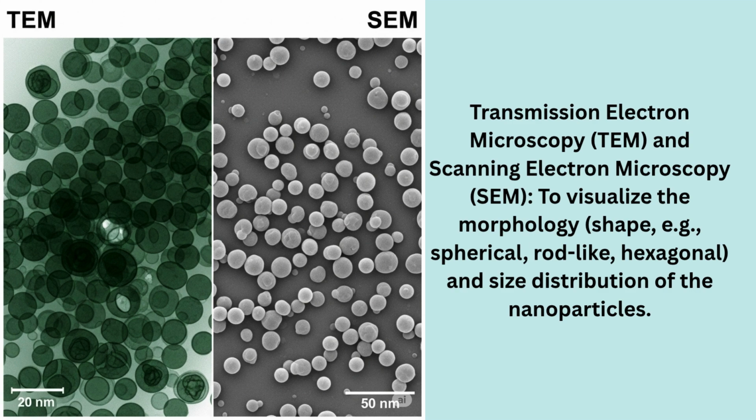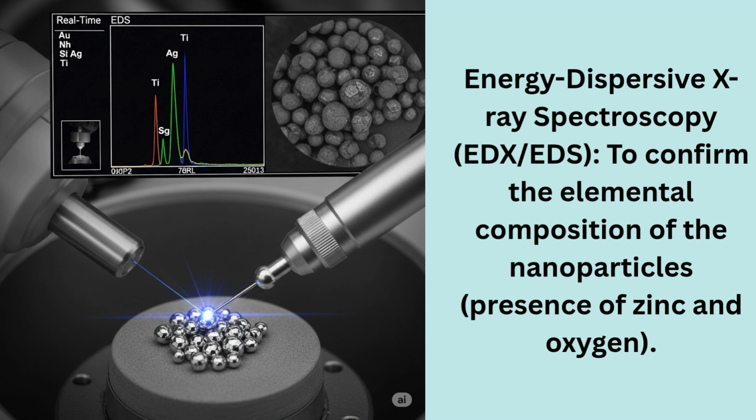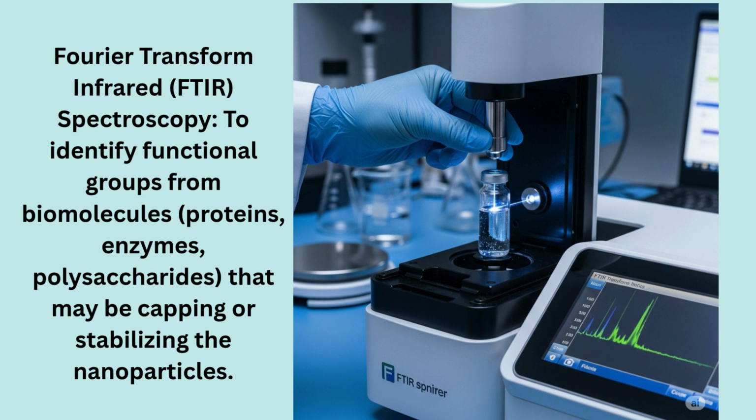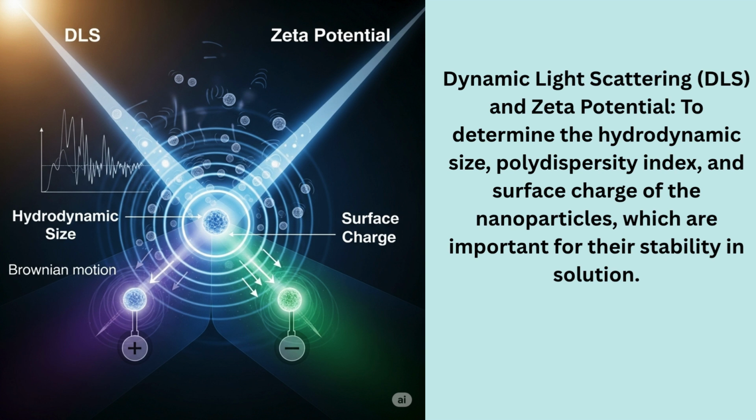Transmission electron microscopy, TEM, and scanning electron microscopy, SEM, to visualize the morphology, shape, e.g., spherical, rod-like, hexagonal, and size distribution of the nanoparticles. Energy dispersive X-ray spectroscopy, EDX, EDS, to confirm the elemental composition of the nanoparticles, presence of zinc and oxygen. Fourier transform infrared, FTIR, spectroscopy, to identify functional groups from biomolecules, proteins, enzymes, polysaccharides, that may be capping or stabilizing the nanoparticles.